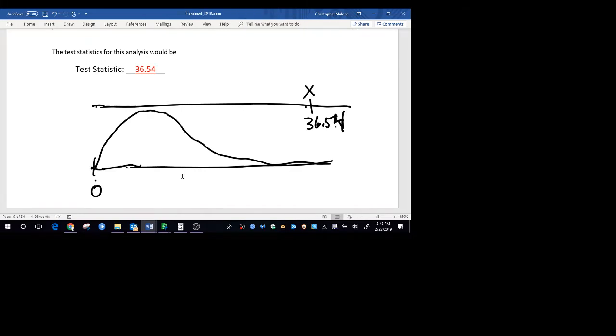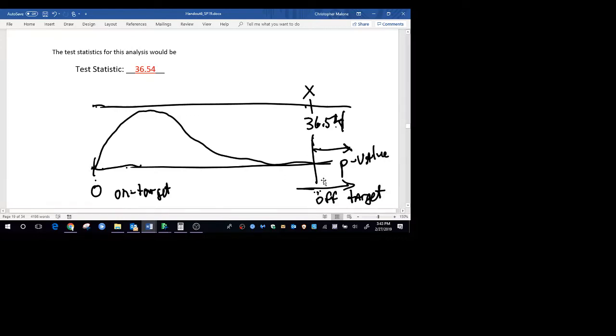So the goal still remains: I need to determine whether or not 36.54 is an outlier. The p-value is going to be anything that is bigger than that 36.54. Again, we just go to the right-hand side there, values away from 0. Okay, so 0 means they're on target here, and values way up on the other end mean we're off of our target. Here, I'm talking about off of target from our historical patterns, off of the expected.